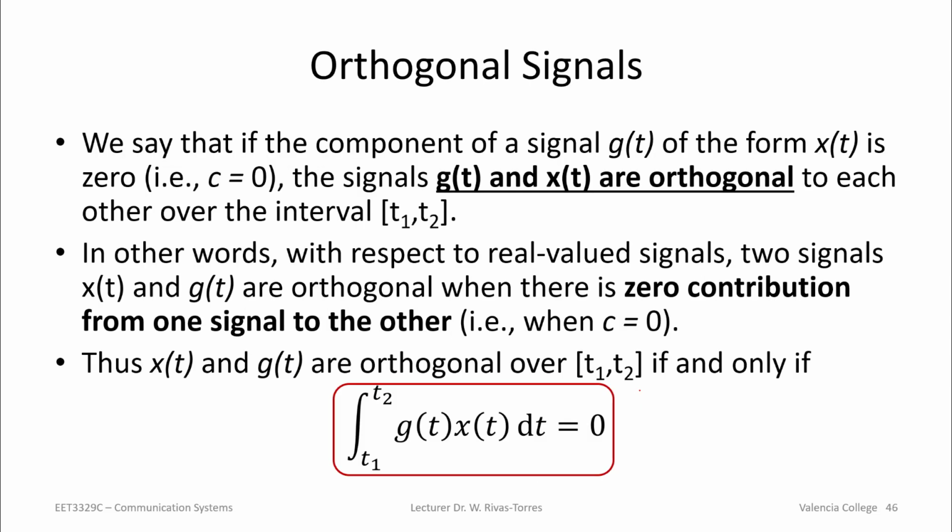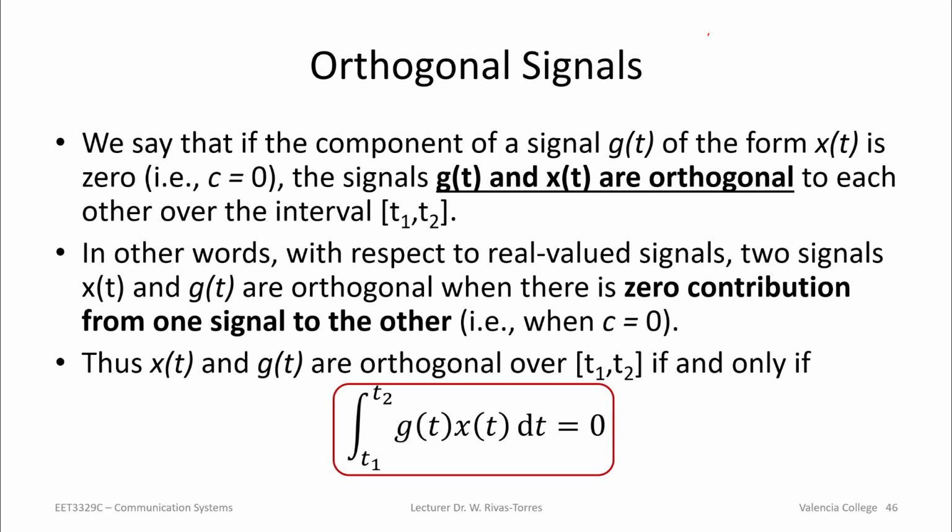All right, so let's talk about orthogonal signals. We can say that if you have a component of a signal g of t of the form x of t, and if that equals 0, that component, what we're actually saying is that the c that we were saying above when we were trying to approximate, if that is 0, then g of t and x of t are orthogonal to each other within that interval. Quite interesting. If you think about this as vectors, let me see if my pen will collaborate a little bit with us. This is very simple, but let's see.